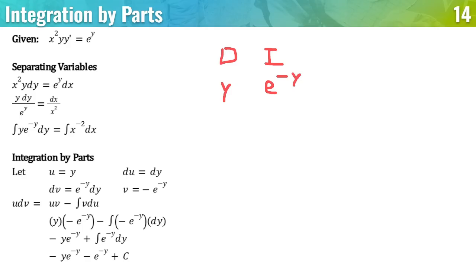So let's do the t column first. I think we're going to reach 0. So the differential of y with respect to y is 1 and then 0. So we know that we're going to stop after reaching this column. Next, we have the integral of e raised to negative y. So e raised to negative y is itself.